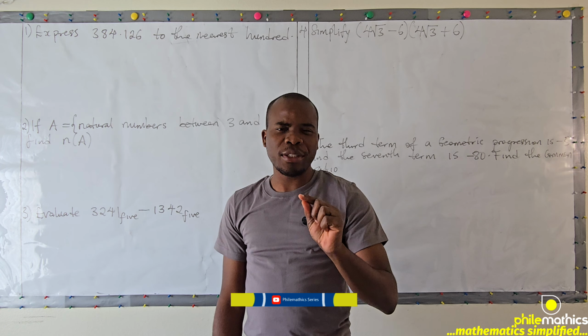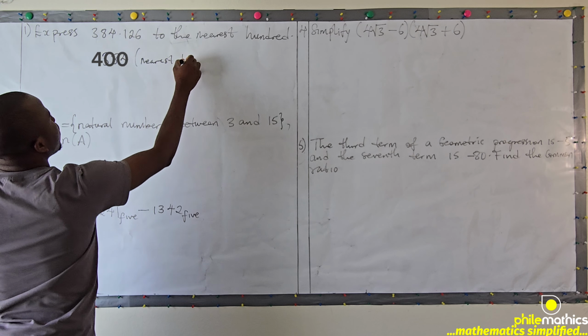The first question says, express 384.126 to the nearest 100. Nearest 100 for this case simply means this number before the point. So this is the nearest unit, nearest 10, nearest 100. For us to approximate it to the nearest 100, we consider the next digit, which is 8, more than 5, and so we round up and add to 3. This becomes 400 to the nearest 100.